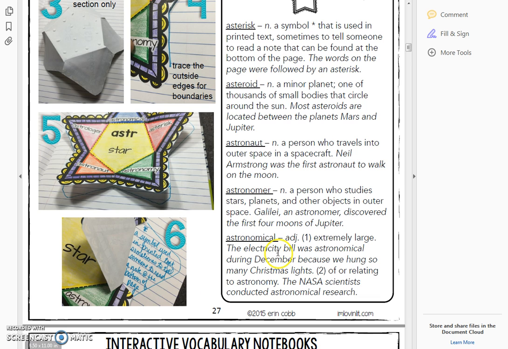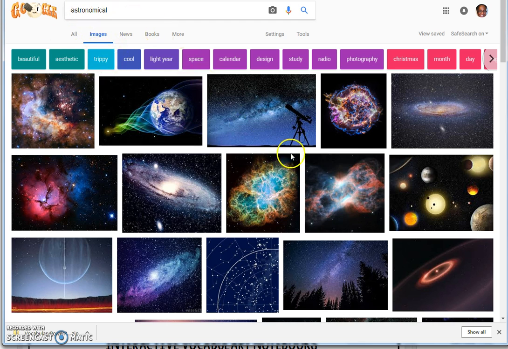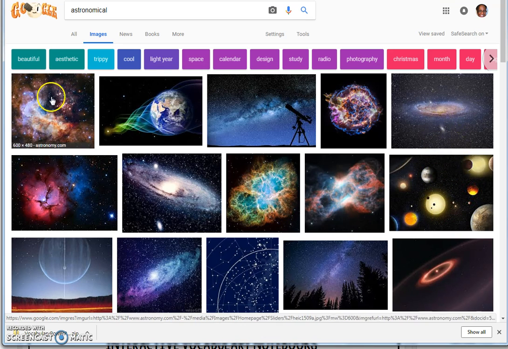The other definition is of or relating to astronomy. The NASA scientists conducted astronomical research. So this isn't huge research. This is research relating to astronomy. So astronomical in this sense is dealing with the stars, the moon, the sun, the planets, the things that are in our universe.